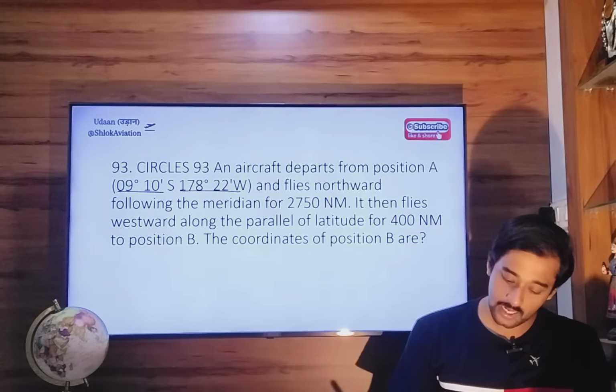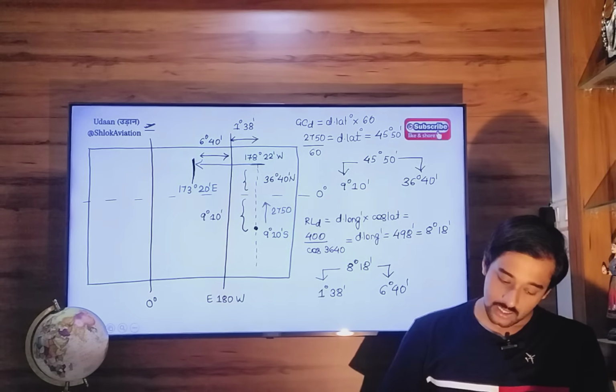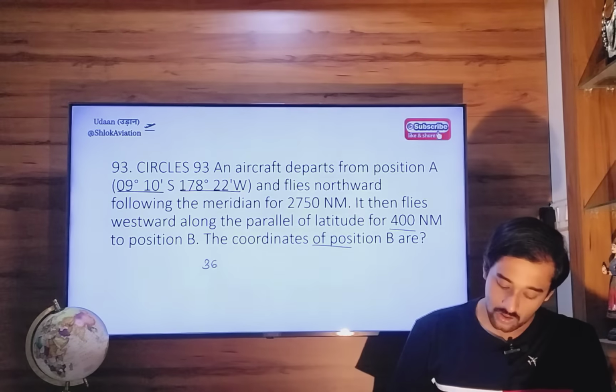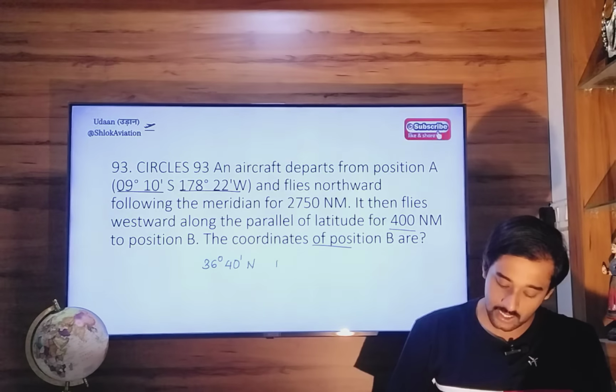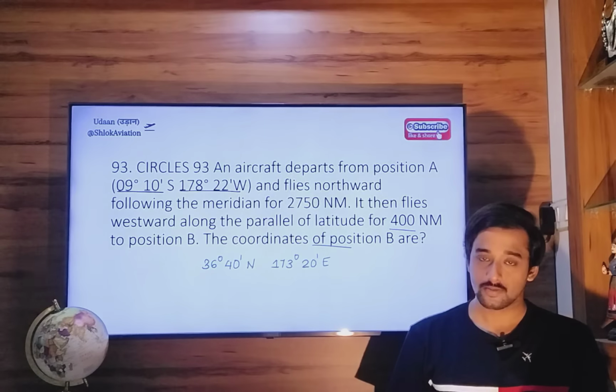So what are the coordinates? Final coordinates are 36 degrees 40 minutes north, 173 degrees 20 minutes east.